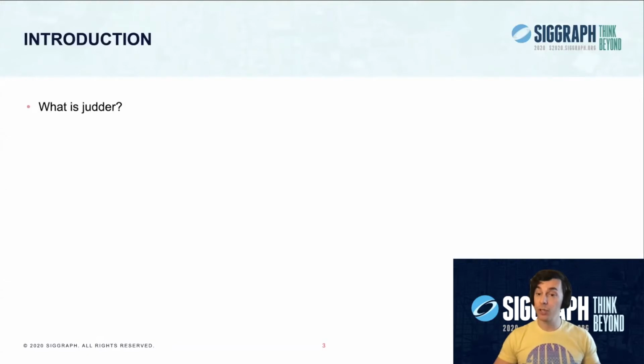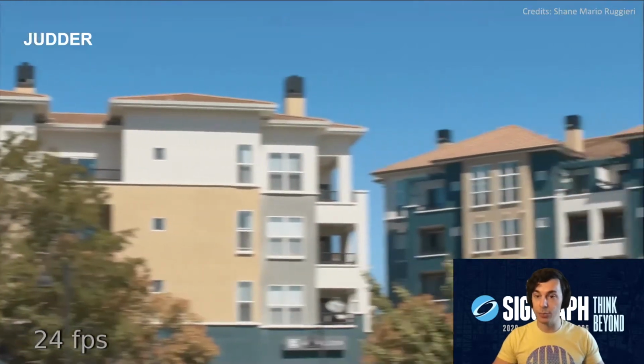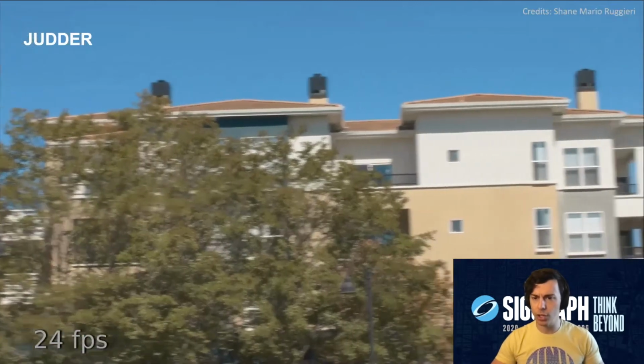The first question would be, what is Judder? It's in the title of our paper. So with that, let me show you this video of a panning camera sequence across these buildings here in Sunnyvale. And if you focus on the windows of the buildings, you can see there's something strange about their motion.